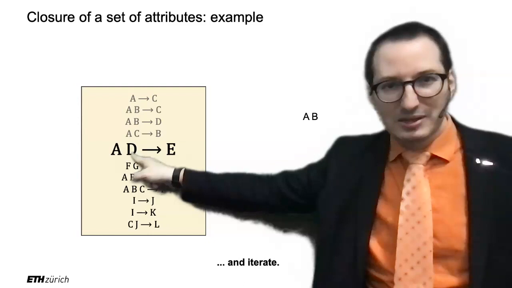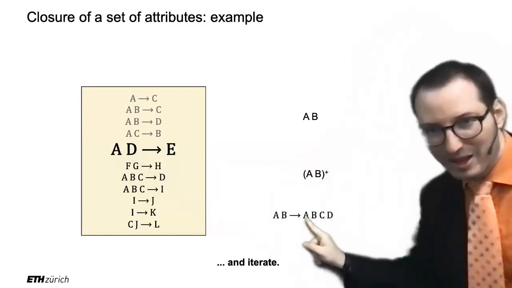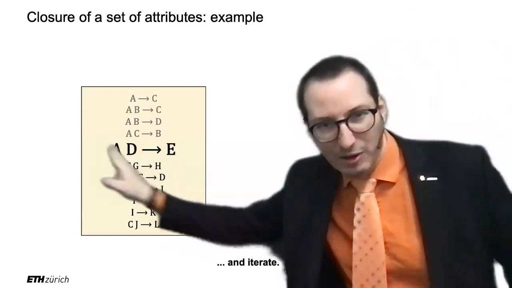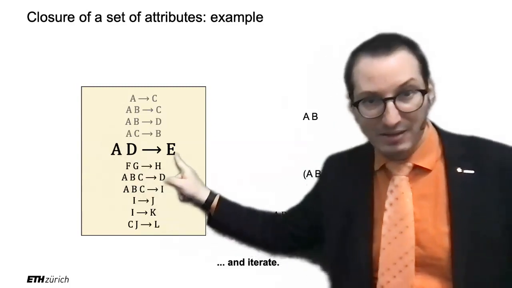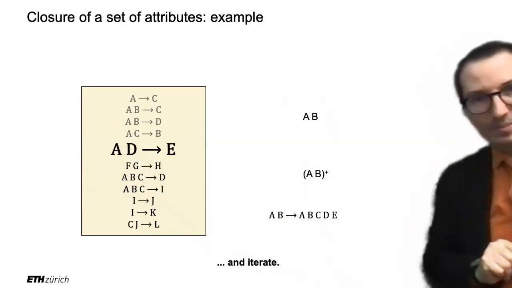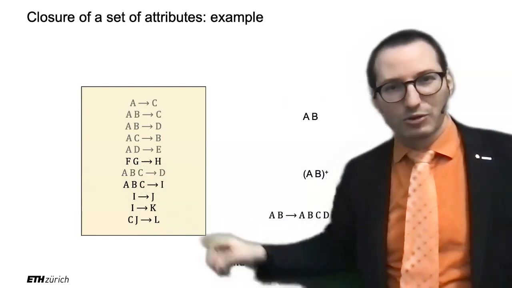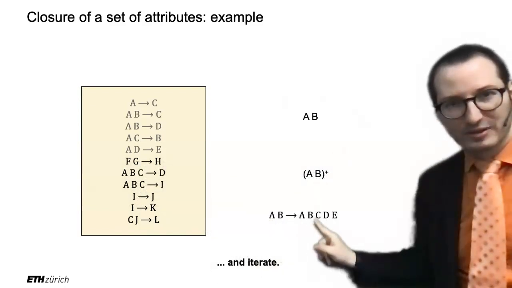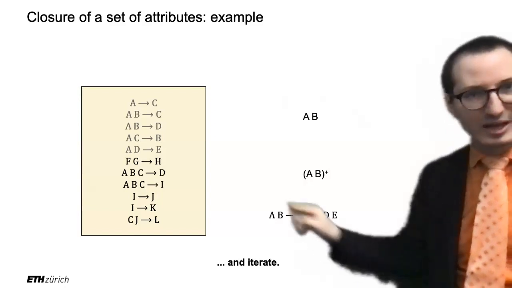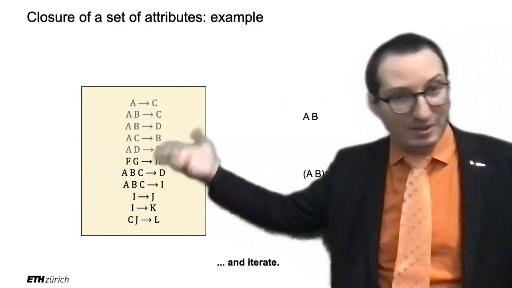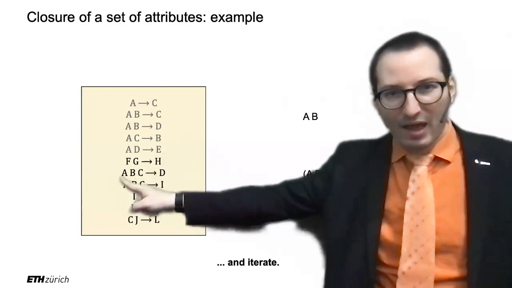Now I have A and D, which give me E, right? So I do have A, I do have D, so I fulfill all that's on the left, and then I can add E. Then I gray it out. FG gives me H, can I use that? No, I can't, right? Because I don't have F or even G here. So that I cannot use, actually not yet, maybe in the future, but not yet.